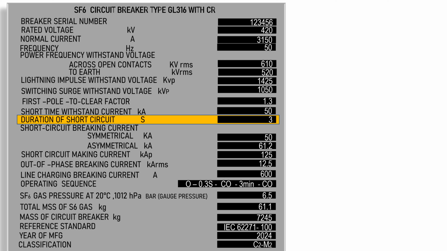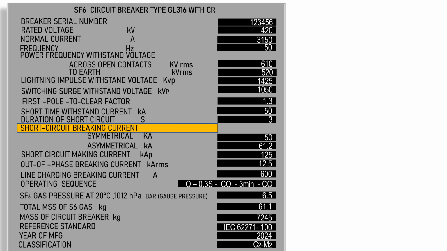Duration of short circuit. The rated duration of short circuit is the time in seconds during which a circuit breaker should be able to carry short circuit current equal to its rated breaking current.